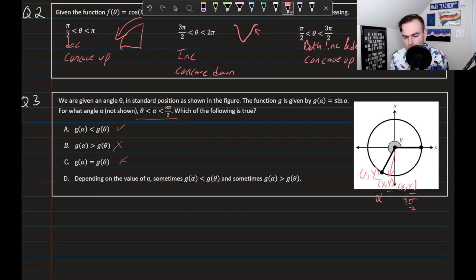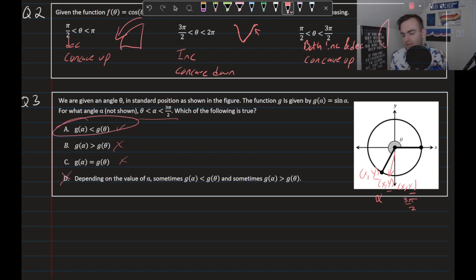And does it change? Well, it would change if we didn't have 3 pi over 2 being our stopping point. So because we have the 3 pi over 2, it's not going to switch. It's only A. That is it for us.